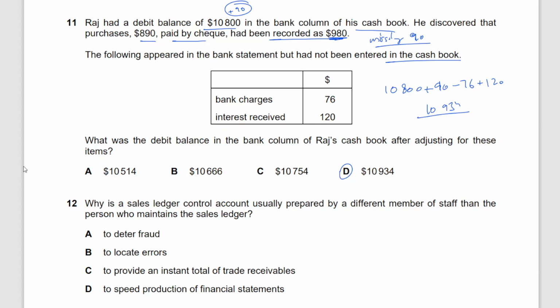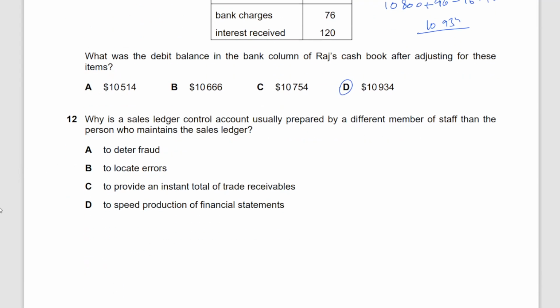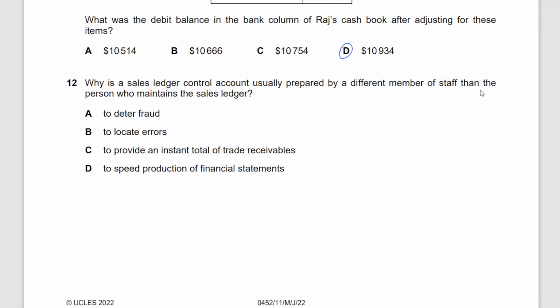Let's move on. Why is a sales ledger control account usually prepared by a different member of staff than the person who maintains the sales ledger? To avoid any fraud, right? That's one of the advantages of sales ledger control accounts.